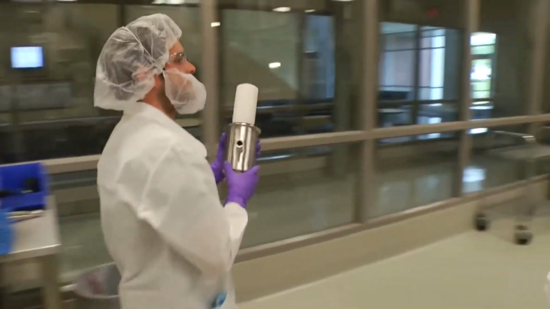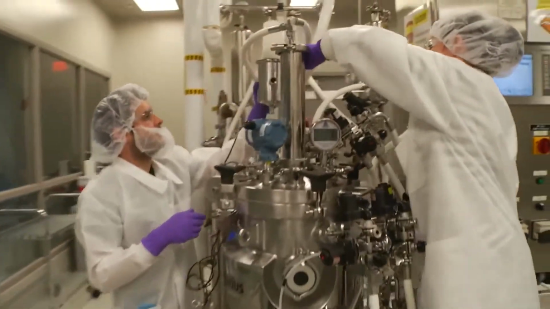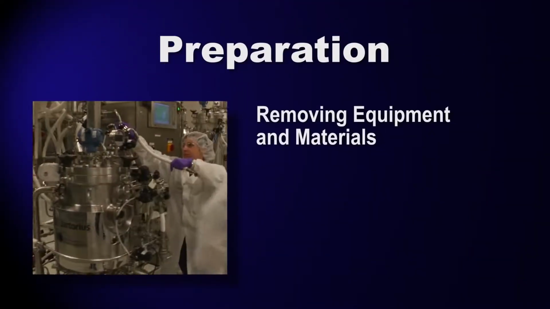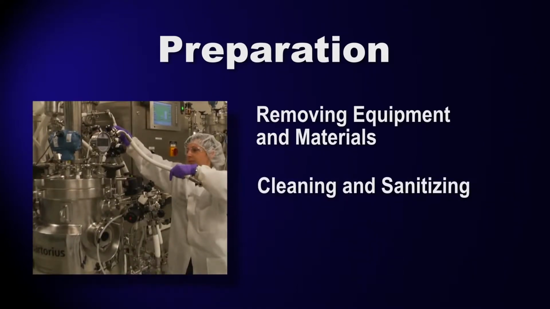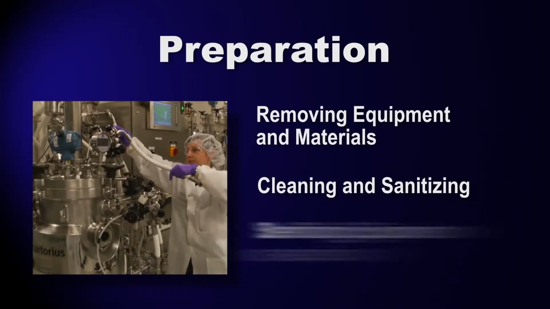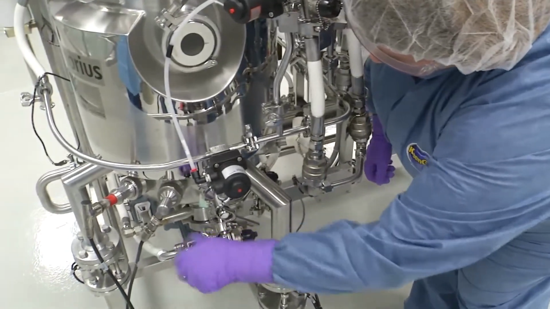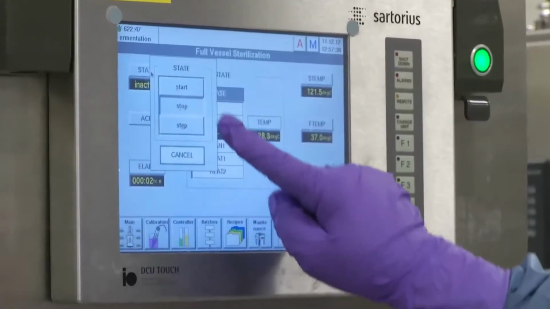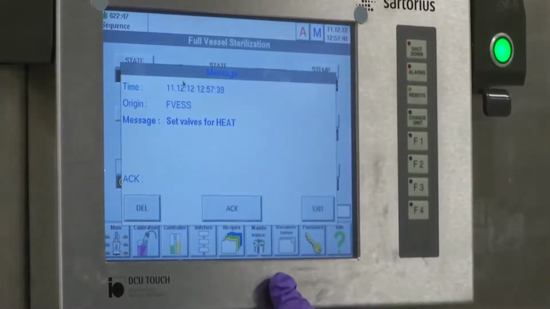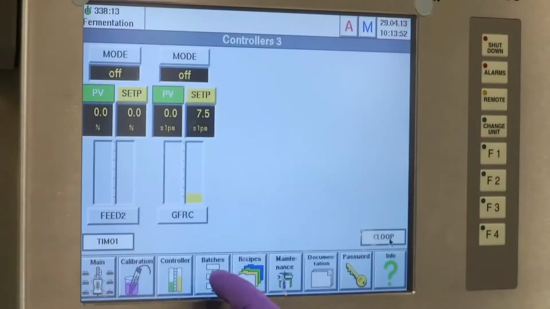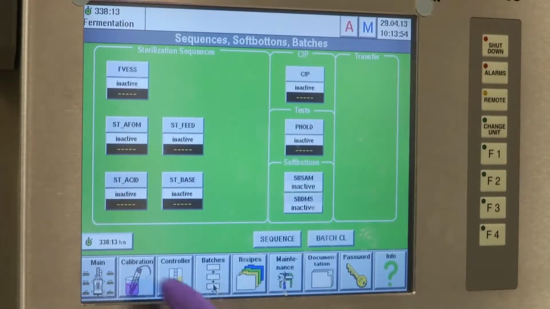Before the fermentation process can begin, the area must be prepared. Preparation includes removing equipment and material that won't be used in the process, cleaning and sanitizing the area and equipment, and sterilizing equipment as required by the SOPs, Standard Operating Procedures. Sterilization is used to eliminate unwanted microorganisms which can grow naturally in the fermentation media and process equipment. Also, all required materials and documentation should be gathered and prepared, and all process control software should be loaded and verified.